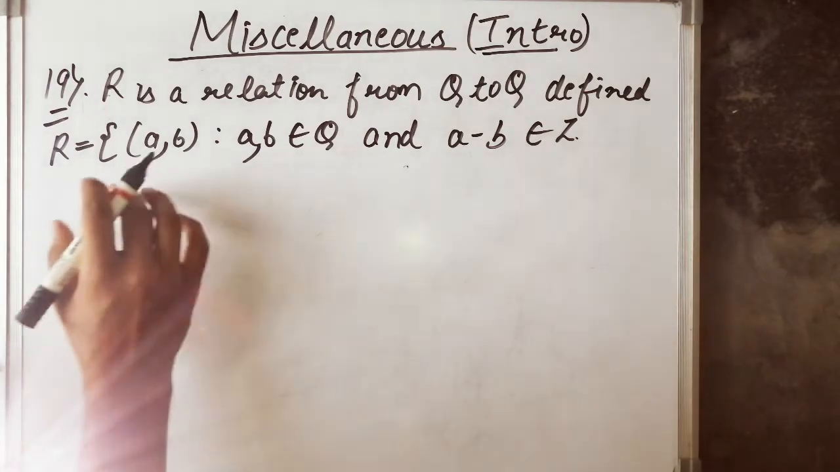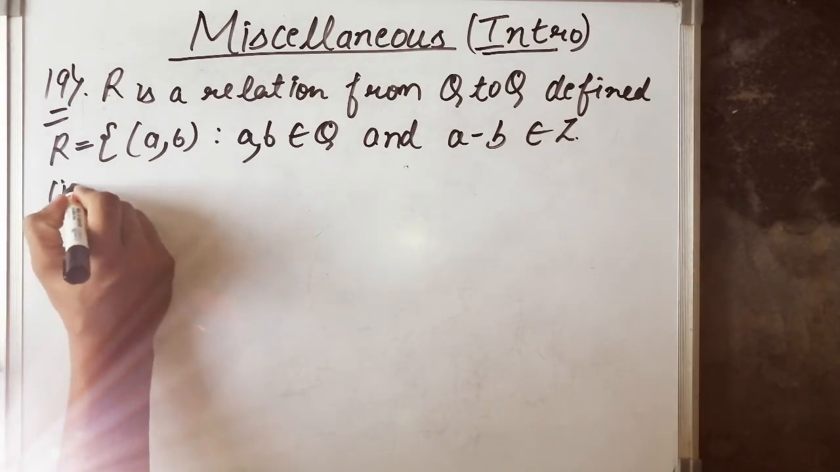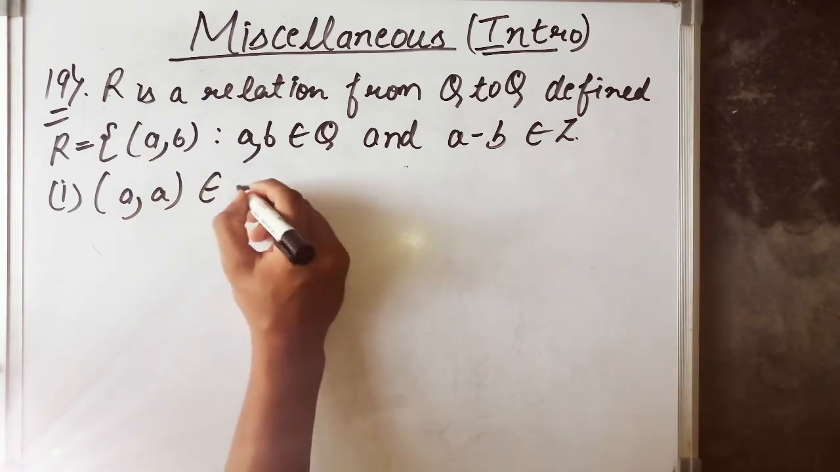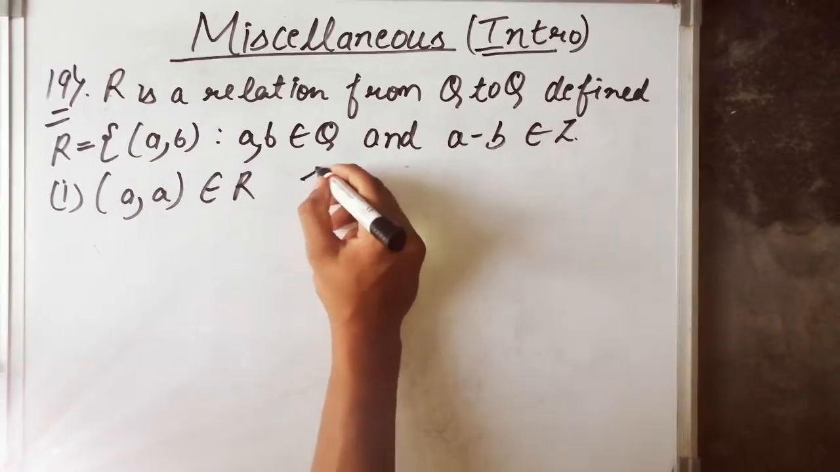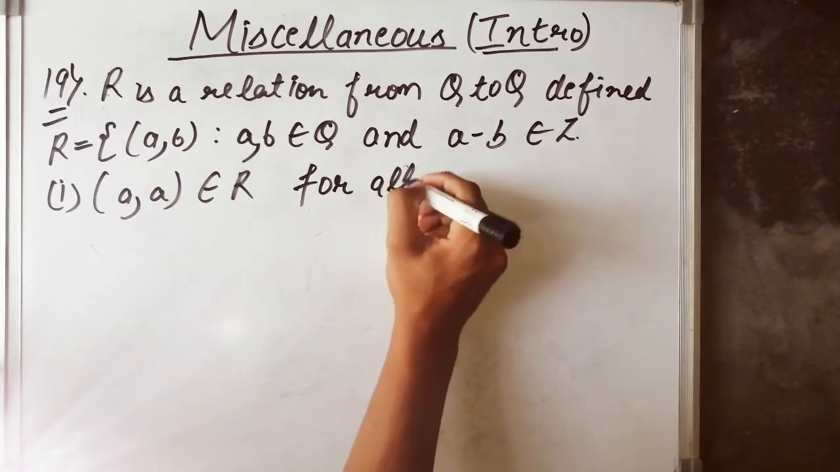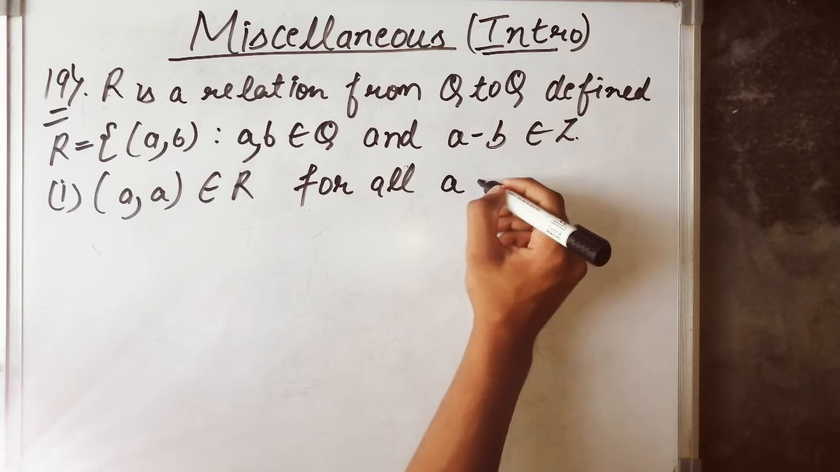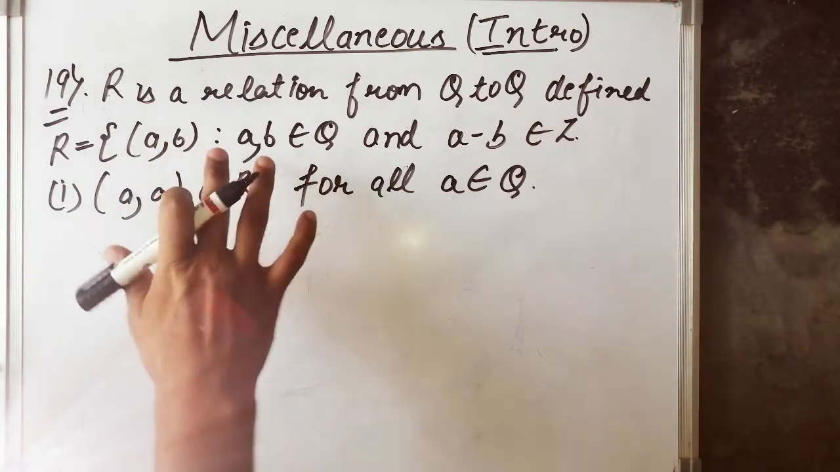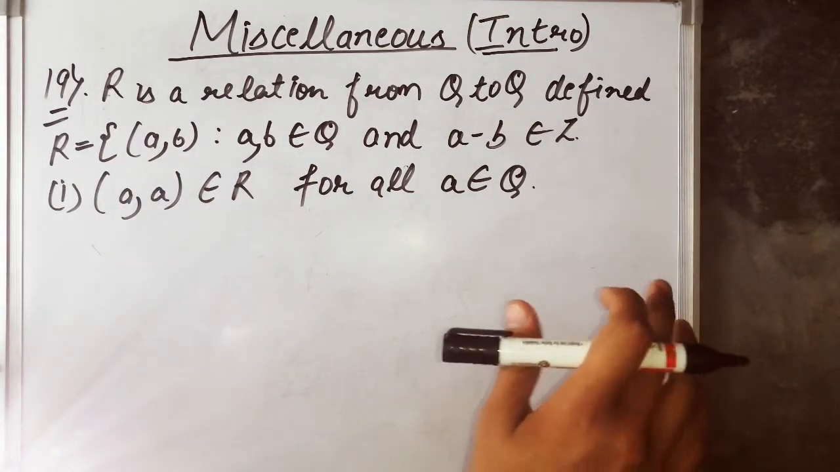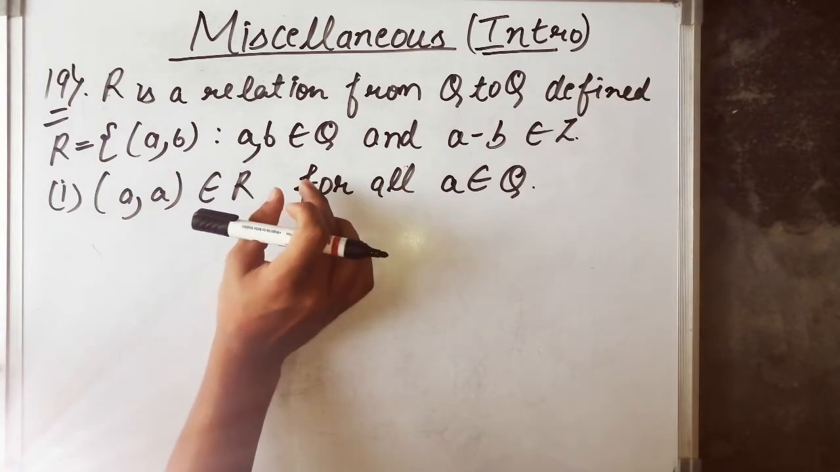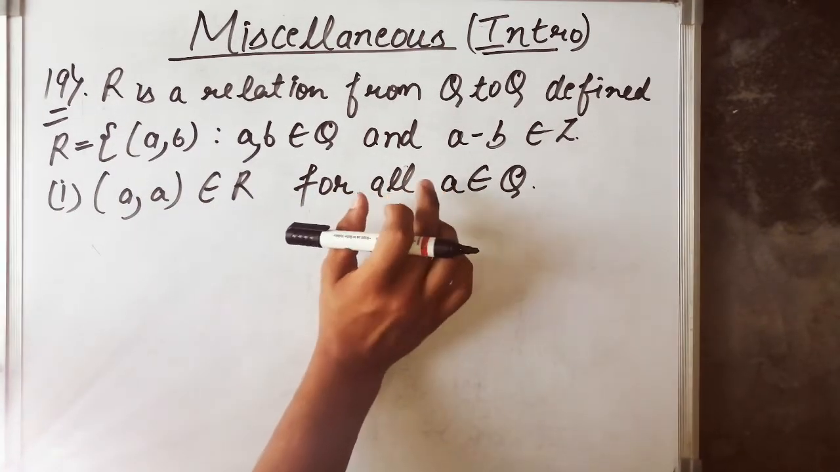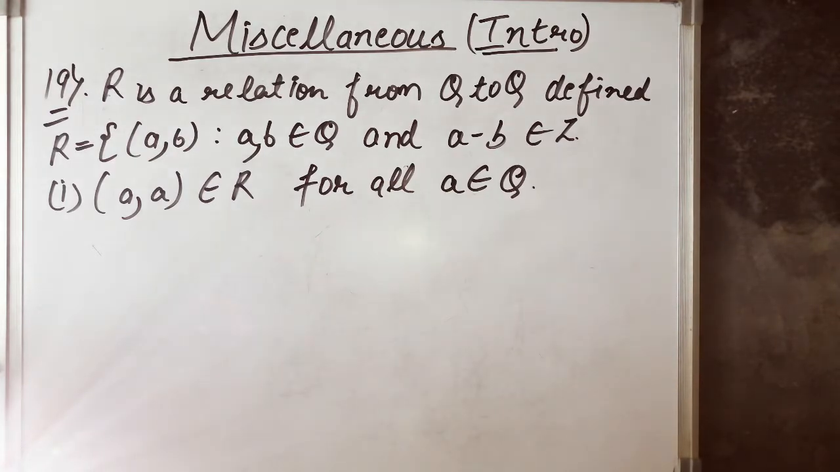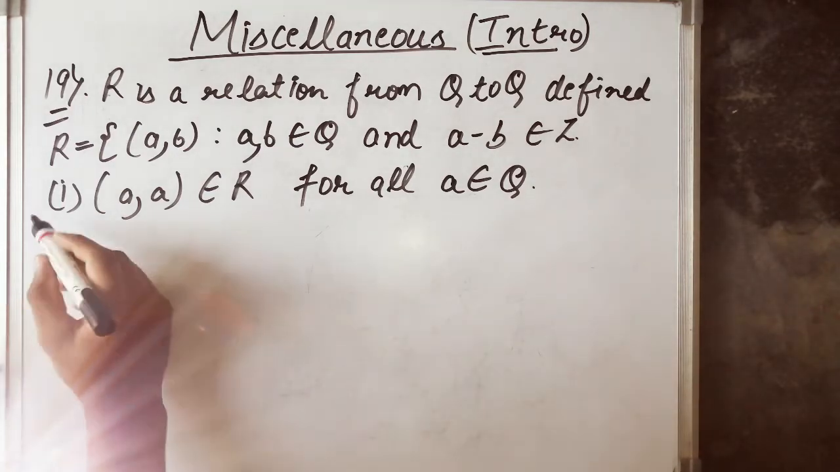Before that, we have three parts. Our first part is: (a, a) belongs to R for all a belongs to Q. Let's read the statement once again. Let R be a relation from Q to Q defined by R equals (a, b), where a, b belong to Q and a minus b is an integer. Show that (a, a) belongs to R for all a belongs to the rational numbers. Let's have a look at the solution of this first part.